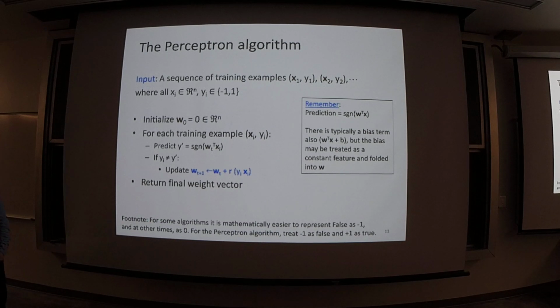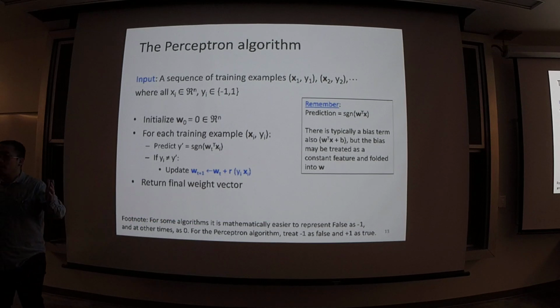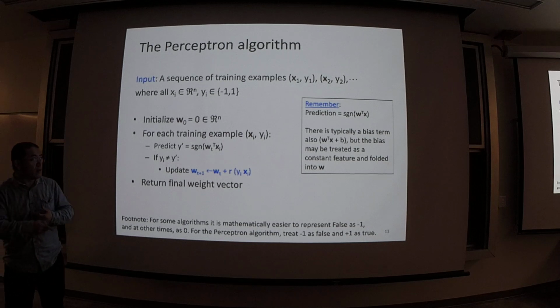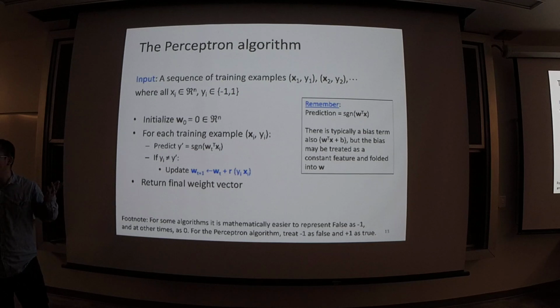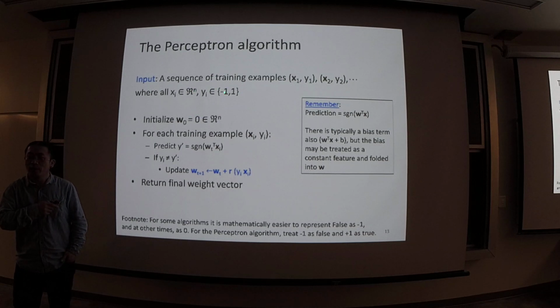Okay, great. Again, for some algorithms, it's mathematically easier to represent false as minus 1 and at other times as 0. So if it turns out your task defines your binary label as 0 and 1, how do you modify the algorithm? Suppose your boss asks you to use 0 and 1 to denote the negative and positive labels. How do you modify your perceptron algorithm?